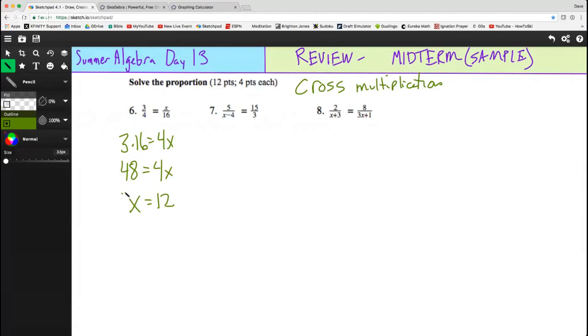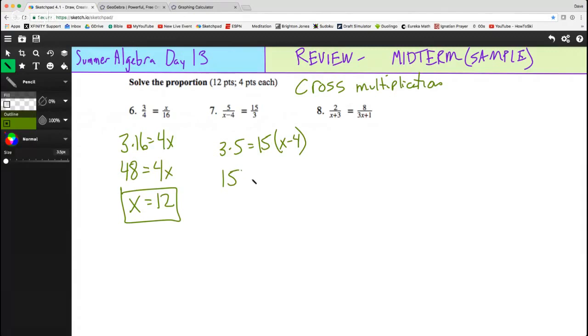Cross multiply here and cross multiply here. 3 times 5 equals 15. The whole thing times the whole thing, so we have to put this in parentheses. So that's 15 equals 15 times (x minus 4).